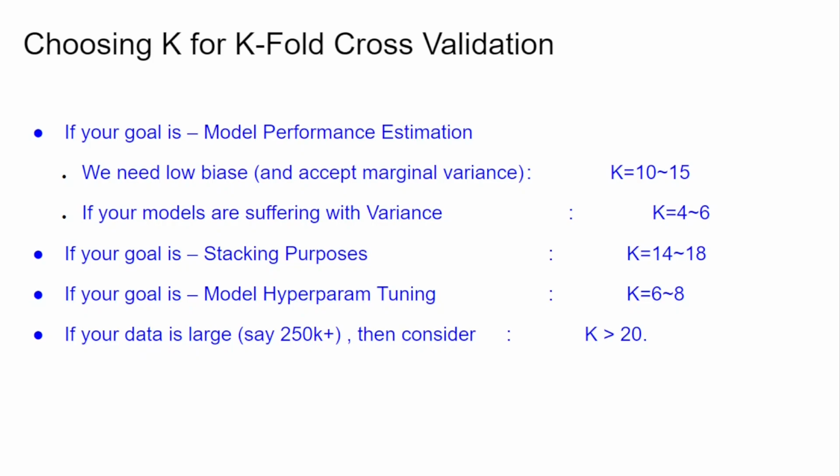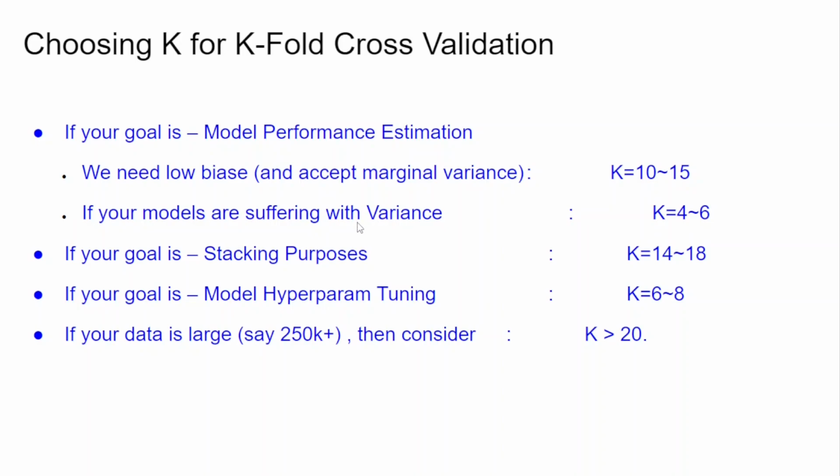And when you have very large data, 250K plus, then don't worry too much about small Ks. Stick with a large number of Ks. But the principle you have to understand here is, the larger the K, the model will push itself to reach a low bias, but will have a high variance. The smaller the K, the model may or may not achieve low bias. That is not guaranteed, but it will definitely achieve lower variance.